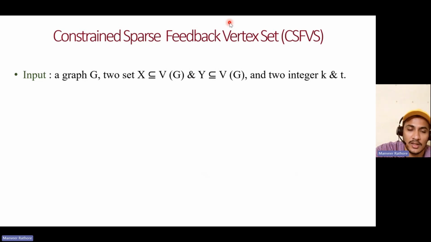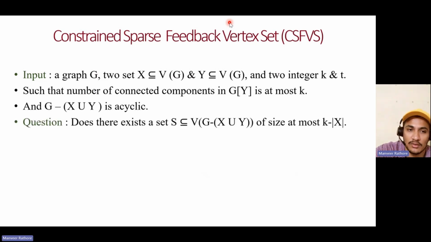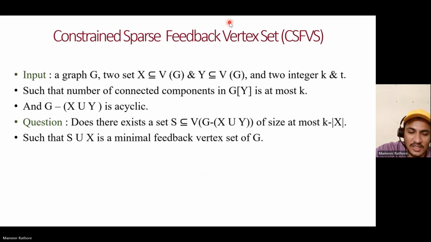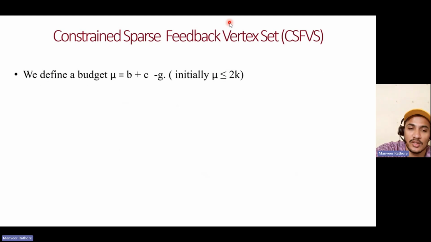Now what CSFVS is: given as input a graph G, sets X subset of V and Y subset of V, and two integers k and t, such that the number of connected components in G[Y] is at most k and G minus X union Y is acyclic. The question is: does there exist a set S, a subset of G minus X union Y, of size at most k minus |X|, such that S union X is a minimal feedback vertex set of G, and the number of edges in the graph induced on S union X is at most t. So we define a budget mu equal to b plus c minus g. Initially mu is less than or equal to 2k.